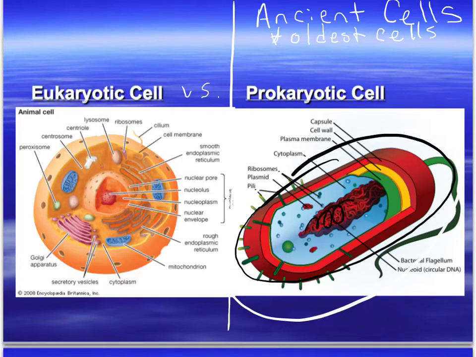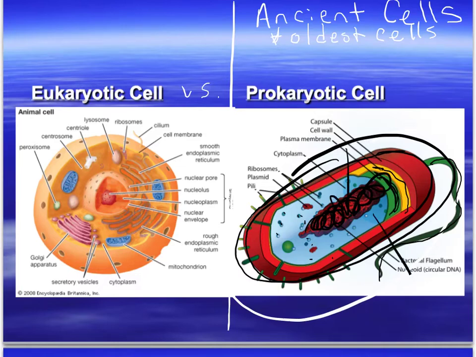In fact, the DNA is just kind of floating around in here. It has some ribosomes that are floating around. It has a flagella, this long whip-like tail, which lets it move. It's got a capsule, so if it's in bad conditions, it can kind of stay dormant and survive until conditions improve. It has a cell wall, which gives it structure and strength, and it has a plasma membrane to control what goes into and what comes out of the cell.